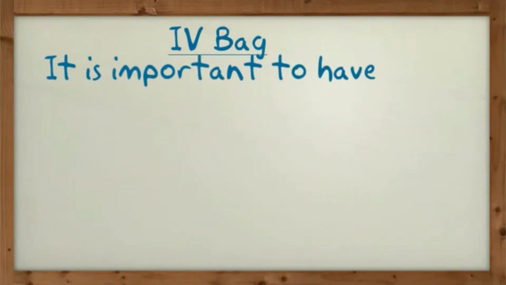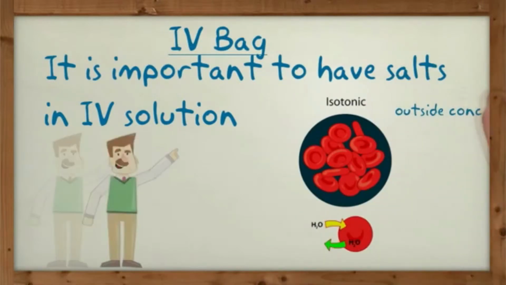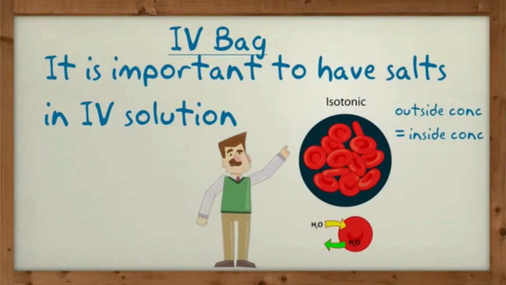It is important for the IV solution to have salts in it because this solution is directed into the bloodstream. By keeping the salt concentration outside the cell approximately the same as the salt concentration inside the blood cell, it replicates an isotonic solution for the cell.